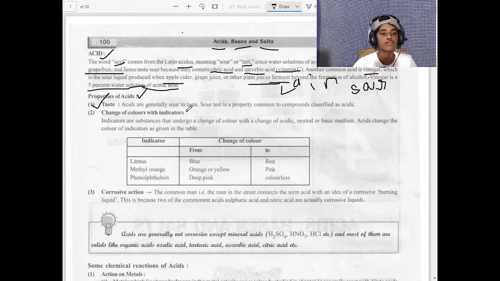Next, color change with indicators. Indicators are substances that undergo a change of color with a change of acidic, neutral or basic medium. There are three types: acidic, basic and neutral. Acids change the color of indicators as given in the table. There are three types of indicator: litmus, methyl orange and phenolphthalein.